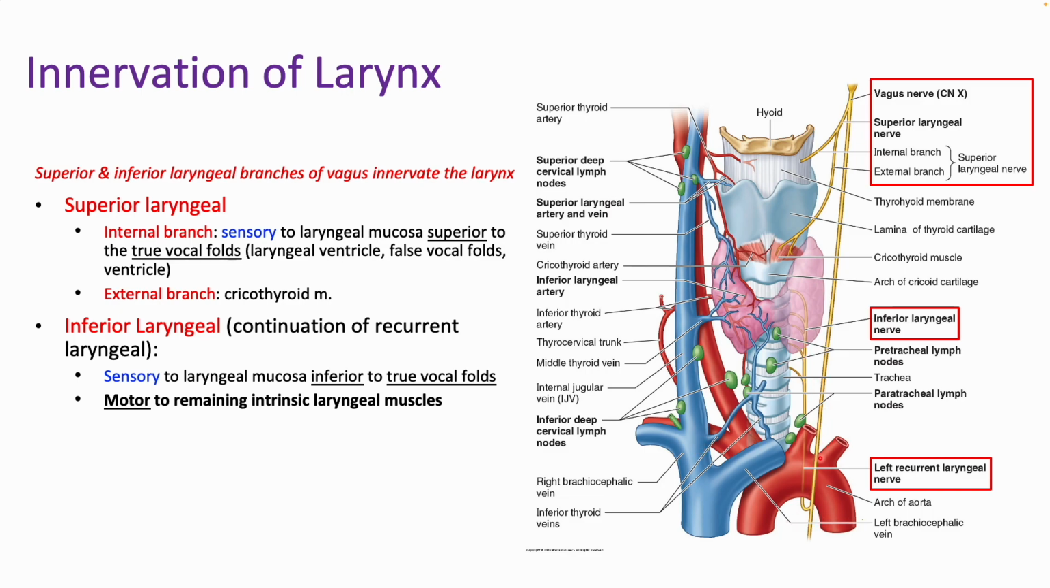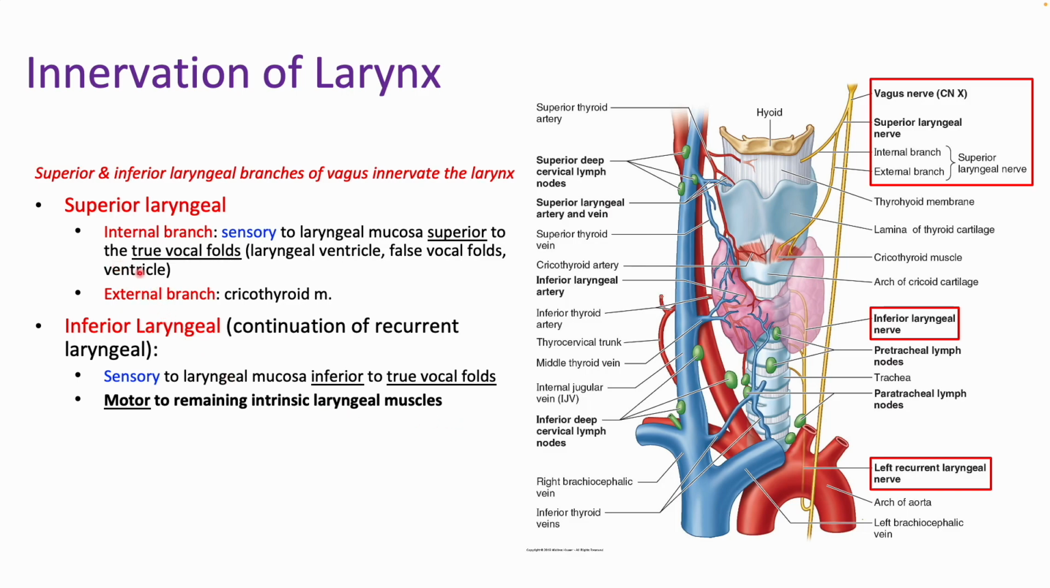You can't see it on the left side because we haven't gone down into the thorax yet. But on the right side, you should be able to see the recurrent laryngeal wrapping around the right subclavian. So make sure you find that. And so the recurrent laryngeal is going to keep traveling up and eventually become the inferior laryngeal nerve. And so what that's going to provide is sensory innervation to laryngeal mucosa inferior to the true vocal folds. It's also going to do motor innervation to the remaining intrinsic laryngeal muscles.